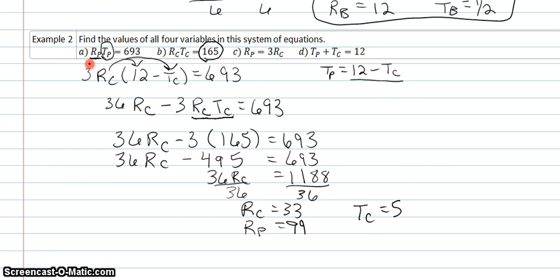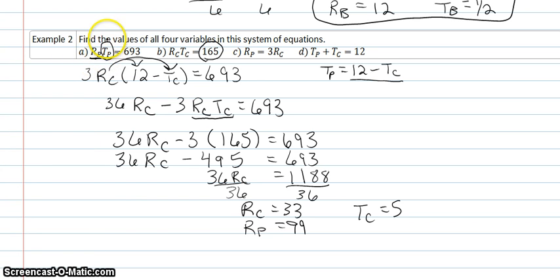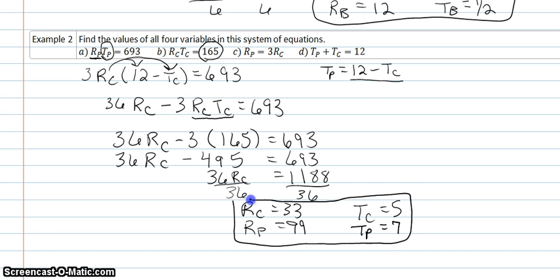And then I can put in my 99 right here for r sub p to find t sub p. So I have 693 divided by 99, and that gives me 7. So I have t sub p equals 7. And that's all 4 variables that we needed to solve for.